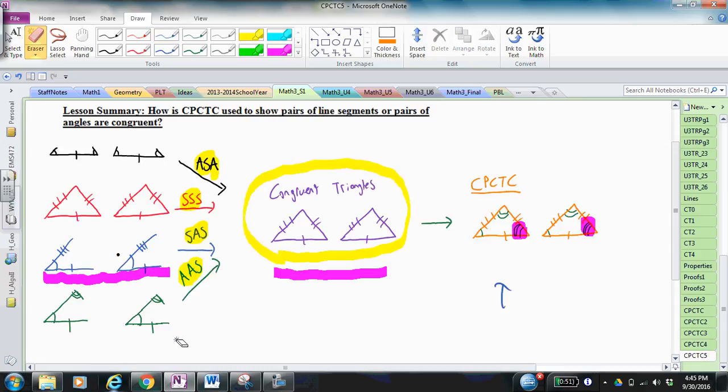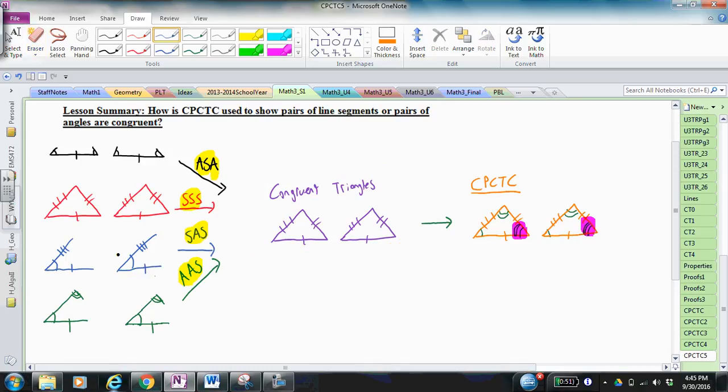So again, just to reiterate, first you show that triangles are congruent using one of the four reasons highlighted here in yellow: angle, side, angle, side, angle, side, side, side, side, or angle, angle, side. And then you can use CPCTC to state that any remaining parts that we didn't already know are congruent are for sure, beyond the shadow of a doubt, congruent.